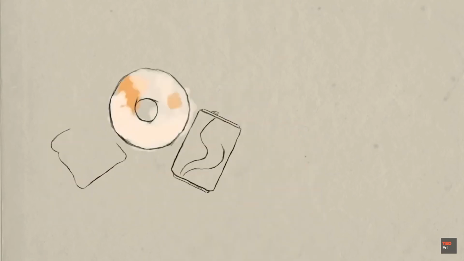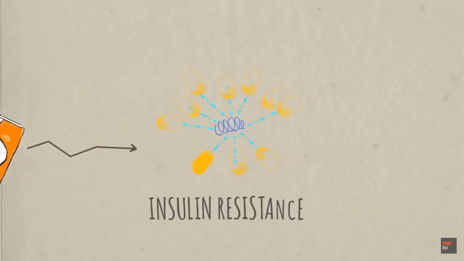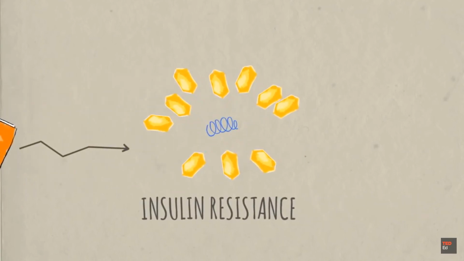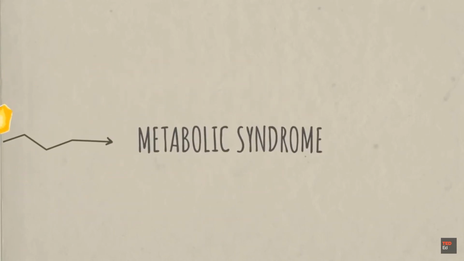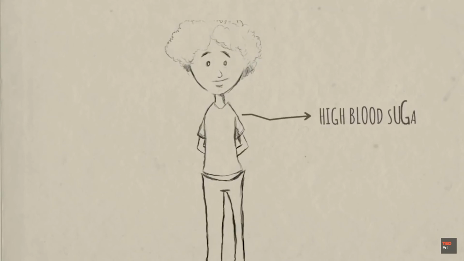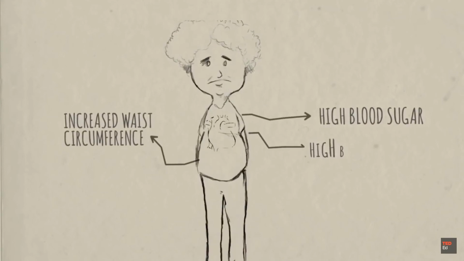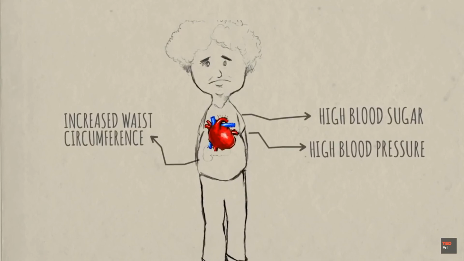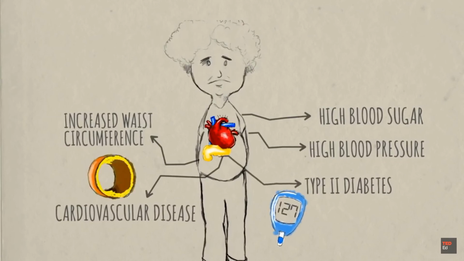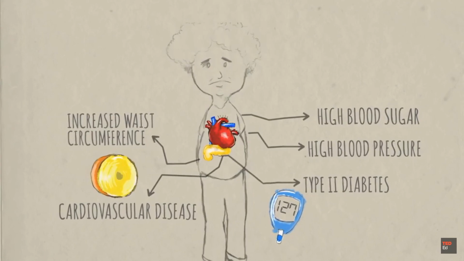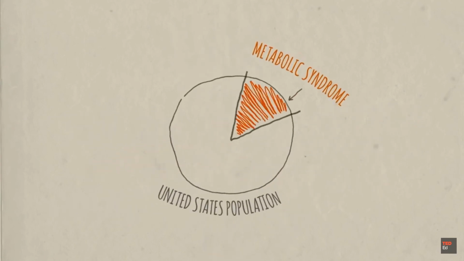Chronically consuming a lot of carbohydrates may lead to insulin resistance, and many scientists believe that insulin resistance leads to a serious condition called metabolic syndrome. That involves a constellation of symptoms, including high blood sugar, increased waist circumference, and high blood pressure. It increases the risk of developing conditions like cardiovascular disease and type 2 diabetes. And its prevalence is rapidly increasing all over the world. As much as 32% of the population in the US has metabolic syndrome.